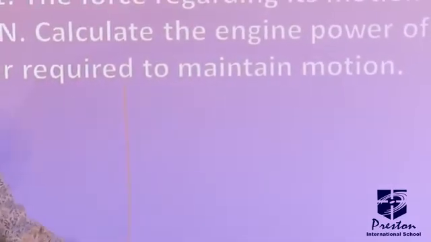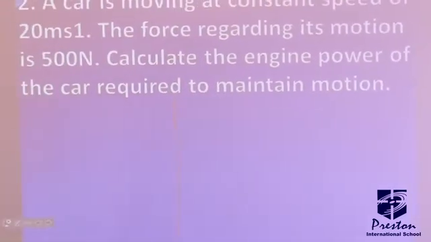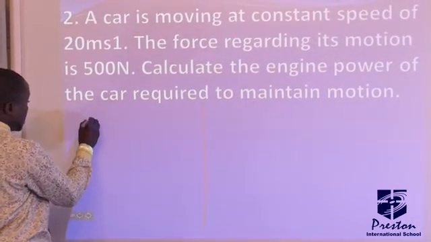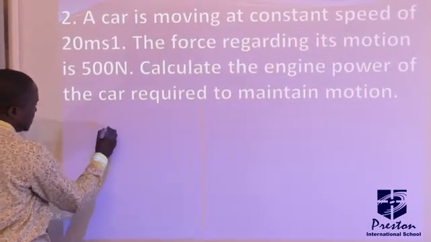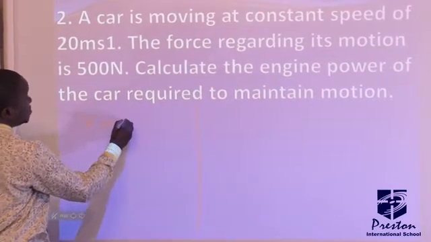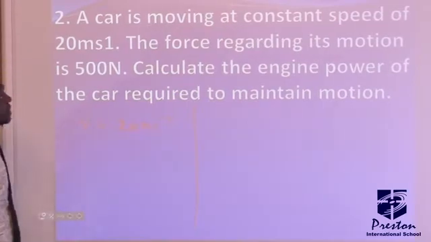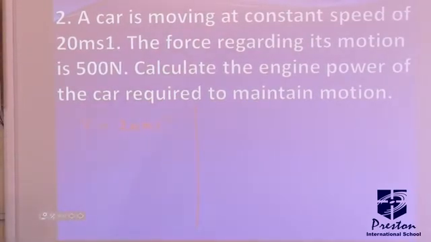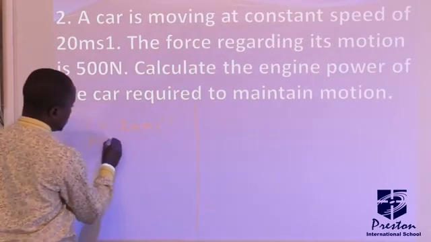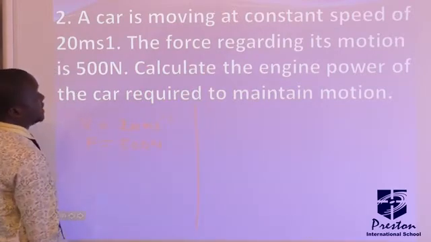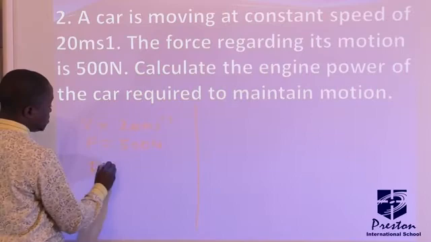Let's also look at the last question here. A car is moving at a constant speed of 20 meters per second. This time around, you are given speed, let's say it's v, which is 20 meters per second. Then the force regarding its motion is 500 Newton. You have to find the engine power, which is P.